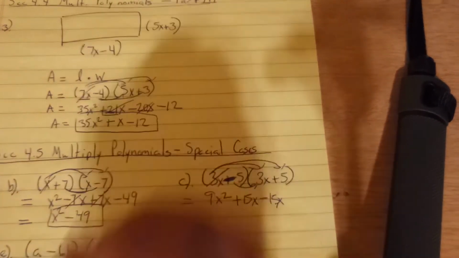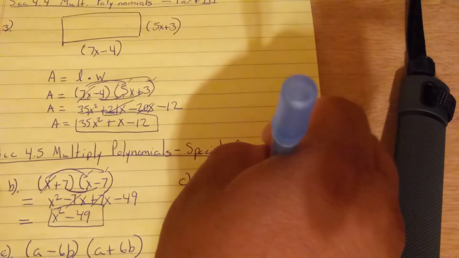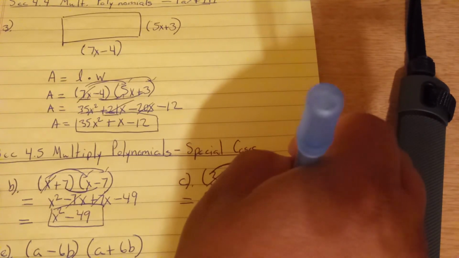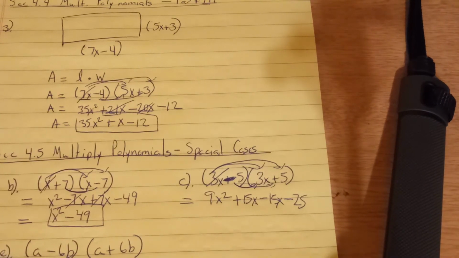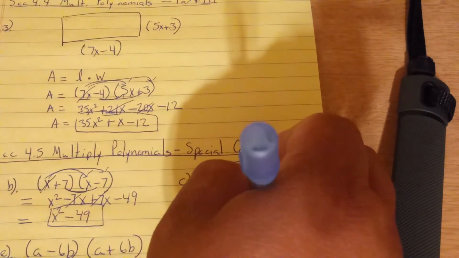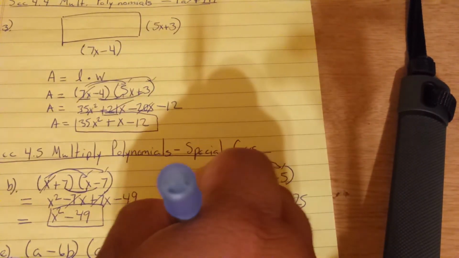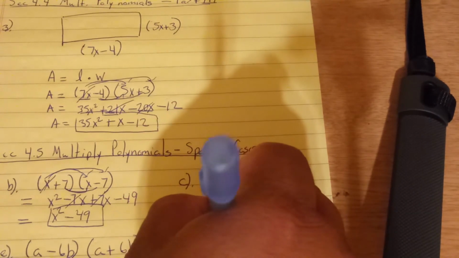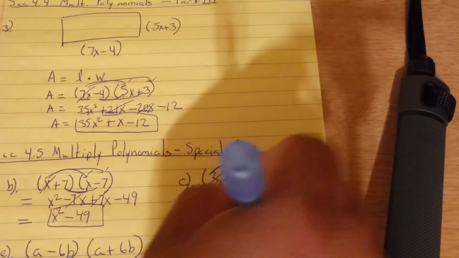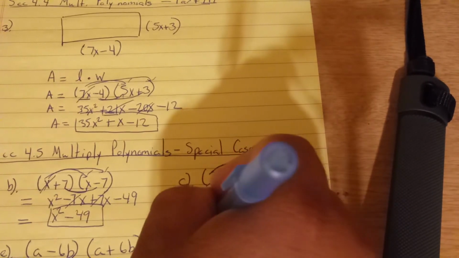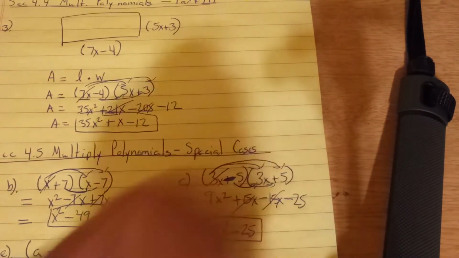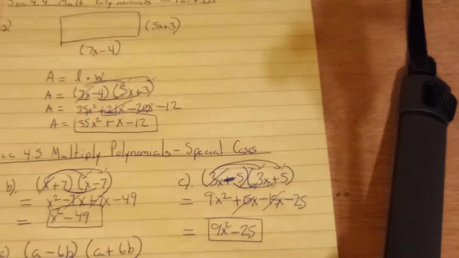And finally, we have negative 5 times positive 5, which will give you negative 25. So once again, what happens? Just the same thing as what we had before. When we collect these two, they're going to cancel each other out because they're opposites of each other. So you end up with 9x squared minus 25 as your answer. That is the only difference that we're going to experience with these.